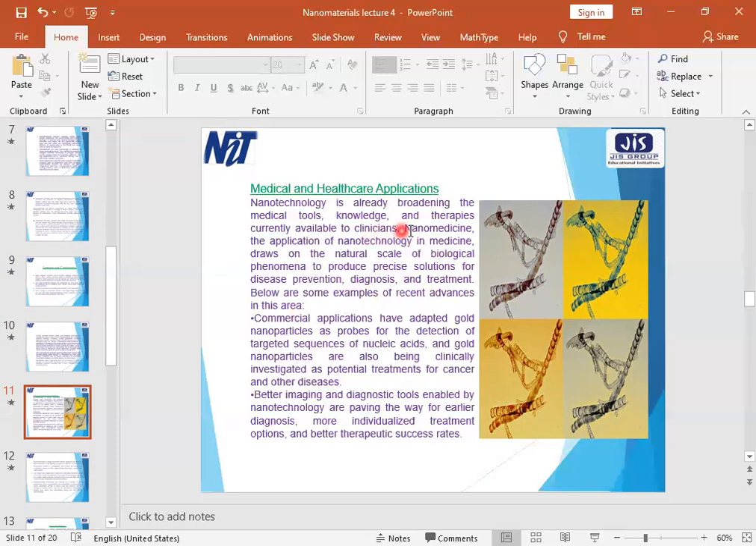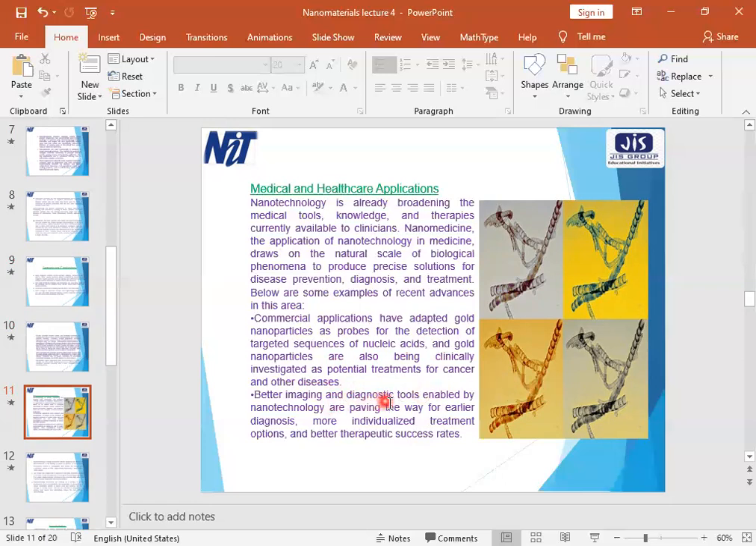So nanomedicine, the application of nanotechnology in medicine, draws on the natural scale of biological phenomena to produce precise solutions for disease prevention. Disease should be prevented, it should be diagnosed, and then treated. You see, commercial applications have adapted gold nanoparticles as probes for the detection of targeted sequences of nucleic acid. Okay, and gold nanoparticles are also being clinically investigated as potential treatments for cancer and other diseases.